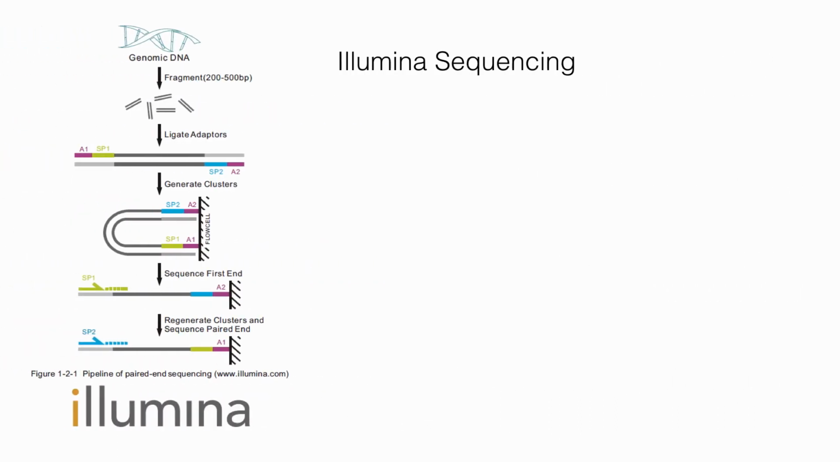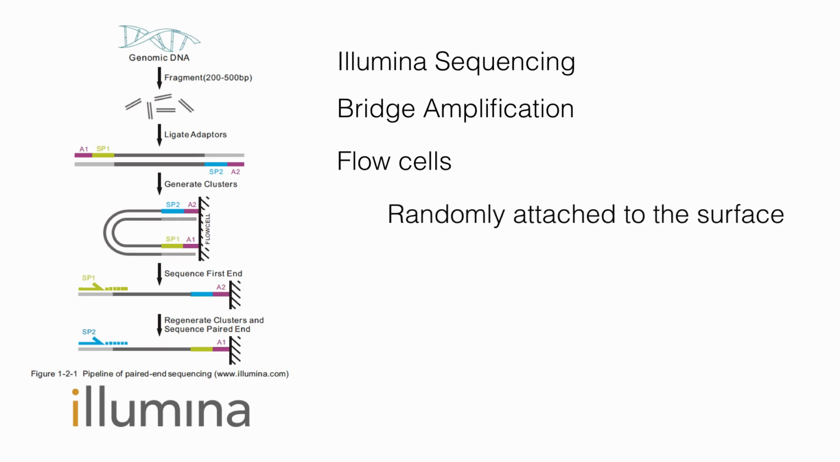Illumina sequencing is by far the most widely used sequencing technology of today. It is very robust and accurate due to the revolutionary principle of bridge amplification. The Illumina machines use slides they call flow cells. Forward and reverse primers are attached to the bottom of each flow cell. The single-stranded fragments with ligated primers are randomly attached to the surface.